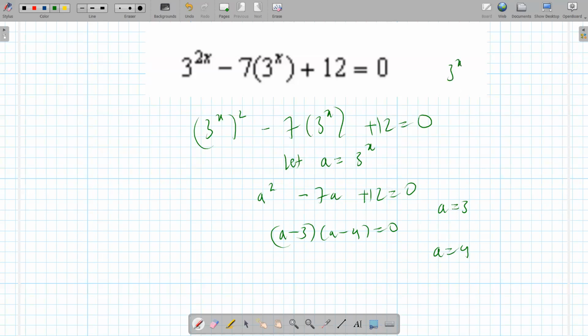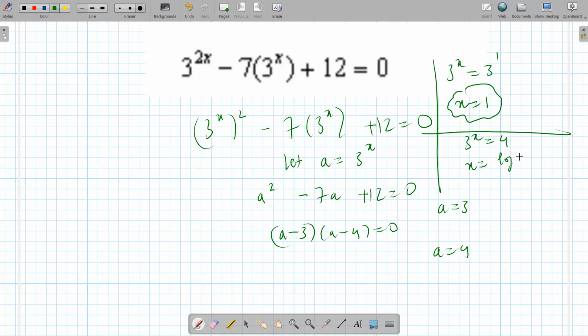So we are solving 3 to the power of x equals 3. So x becomes 1. That's one of our answers. And then we want to do 3 to the power of x equals 4. Take log on both sides. You get x equals log 4 over log 3. And there you go. Those are the two answers.